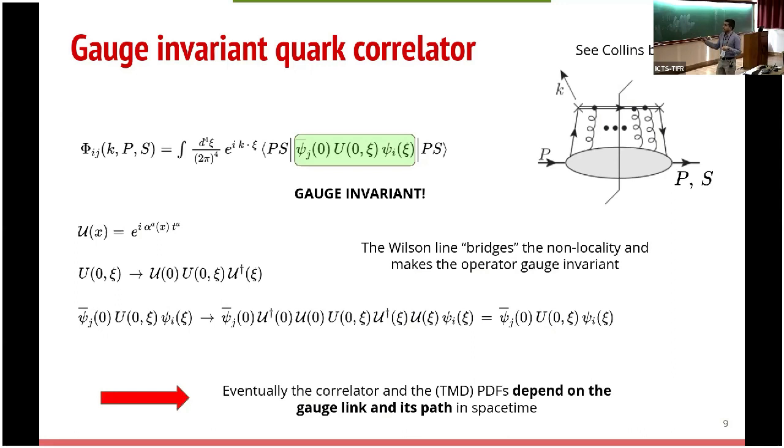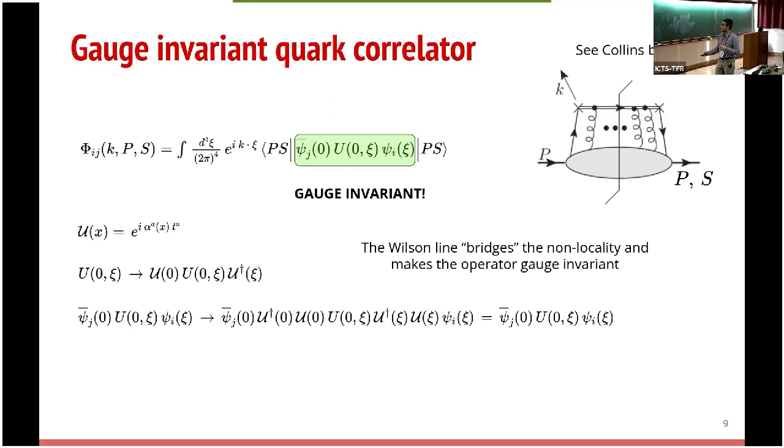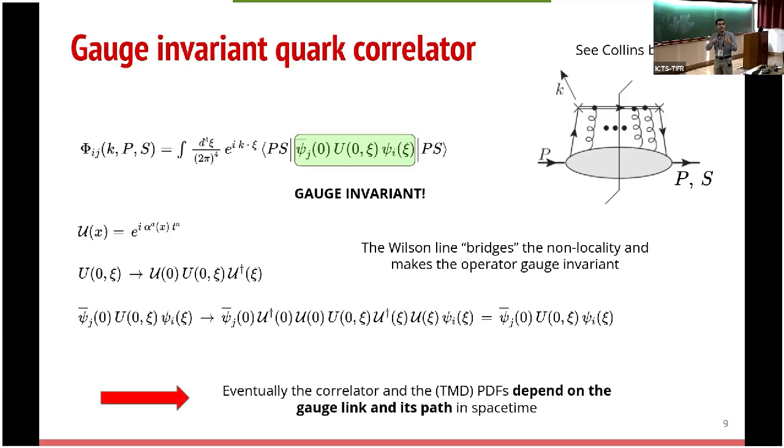The fact that you have a gauge link has some consequences, profound consequences, especially for the field of TMD physics, because the gauge link can be built using any path in space-time to connect zero and psi. So the PDFs, in principle, get a path dependence. You can go between zero and psi in any way you want, but the physics tells you that actually there are only some specific paths that emerge in reality when you factorize a cross-section in terms of TMDs, and we are going to see later which are these paths.